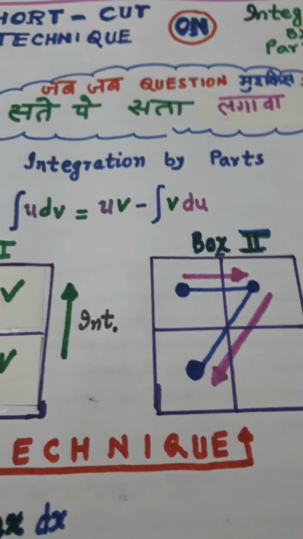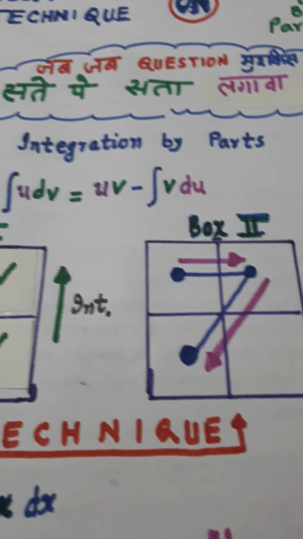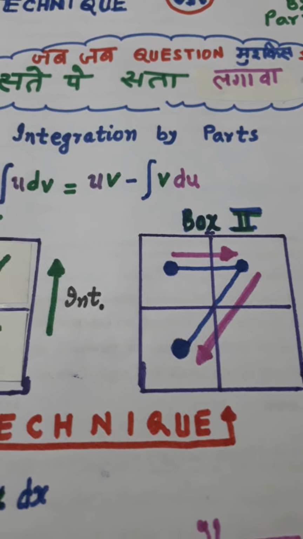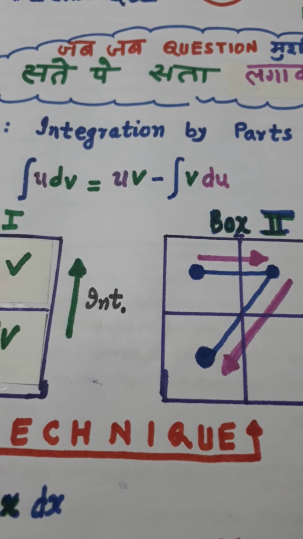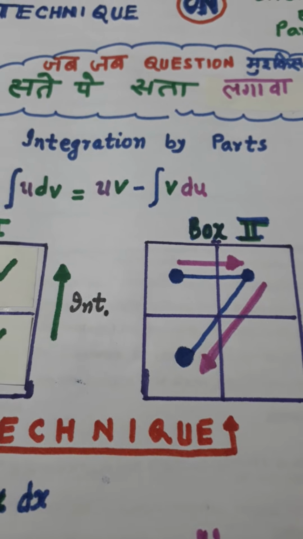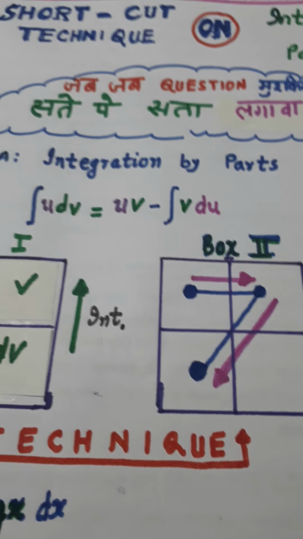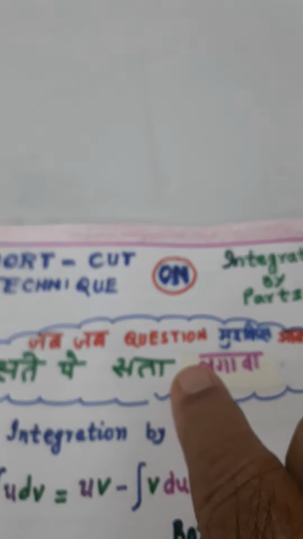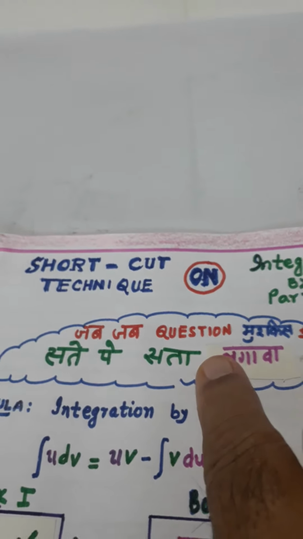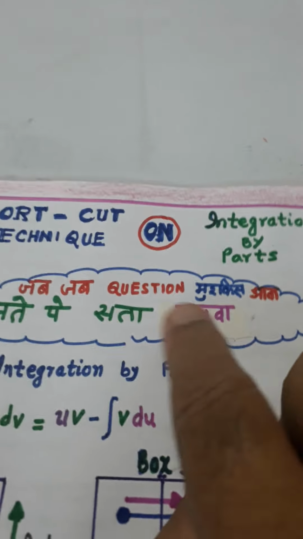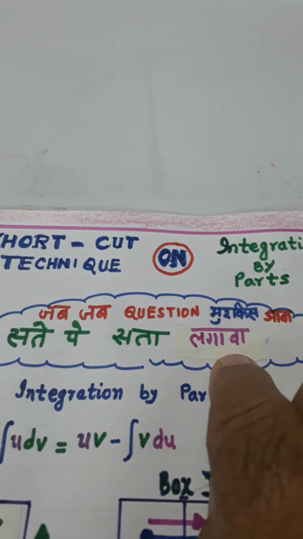If the question is not over, then you will repeat this step. Again you will make a 7. Already you have made one 7, and you will make another 7. It will become Satya pe Satta. So this is the humor here. Funfully I have written here: जब जब क्वेश्चन मुश्किल आवा, सत्य पे सत्ता लगावा.